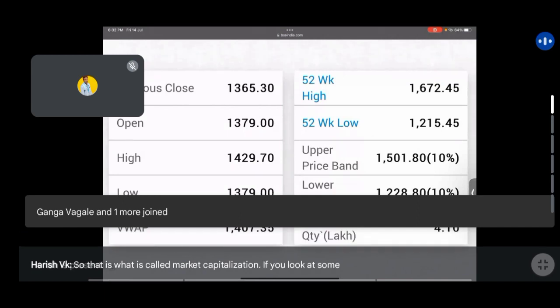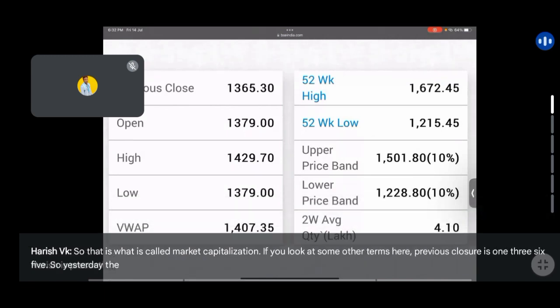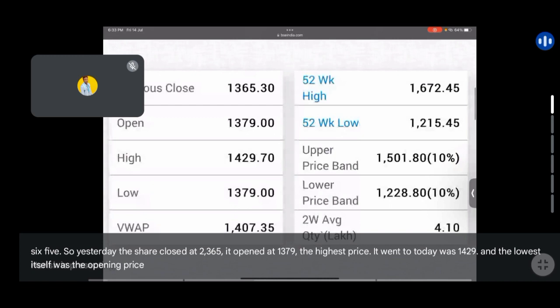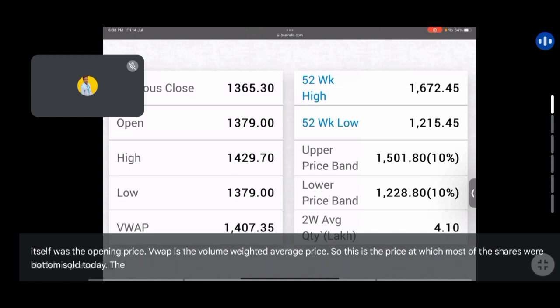If you look at some other terms here, previous closure is 1365. So yesterday the share closed at 1,365. It opened at 1,379. The highest price it went to today was 1,429. And the lowest itself was the opening price. VWAP is the volume weighted average price. So this is the price at which most of the shares were bought and sold today. The average price at which.